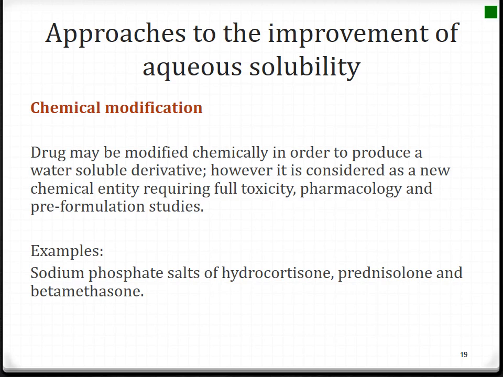Finally, the last approach to improve aqueous solubility is to chemically modify the drug. Drugs that are poorly water soluble can be converted to their salt forms, which would be more water soluble. For example, hydrocortisone, prednisolone, and betamethasone can be produced in the form of their sodium phosphate salts. However, the modified salts will be considered as a new chemical entity, and full toxicity, pharmacology, and pre-formulation studies will need to be carried out before it can be approved for sale.